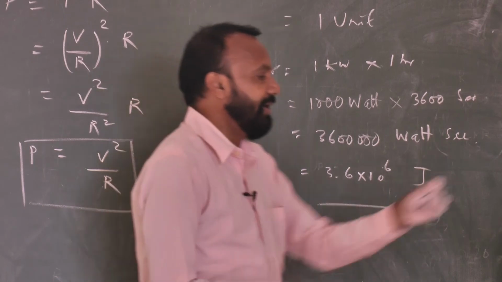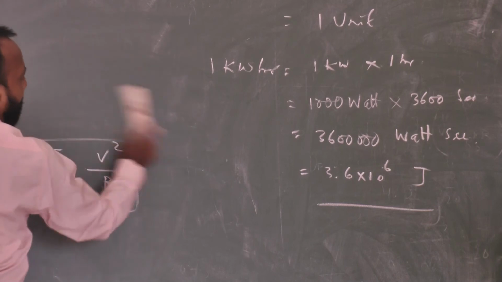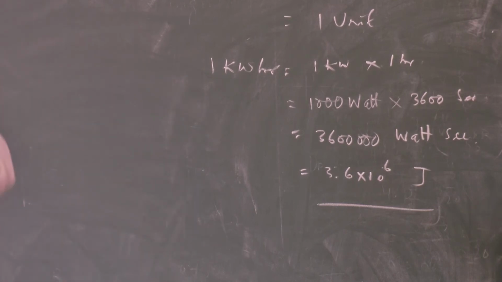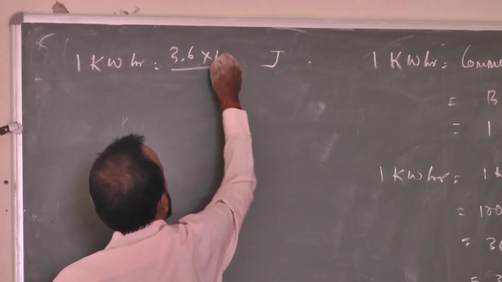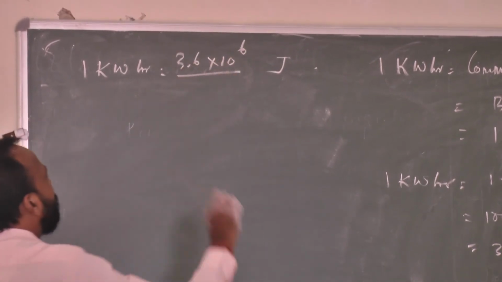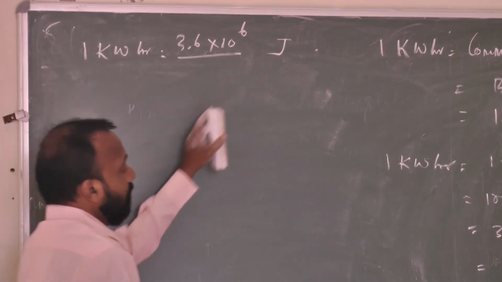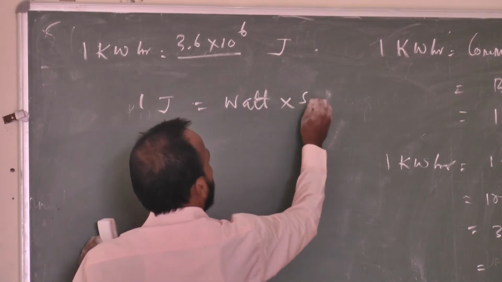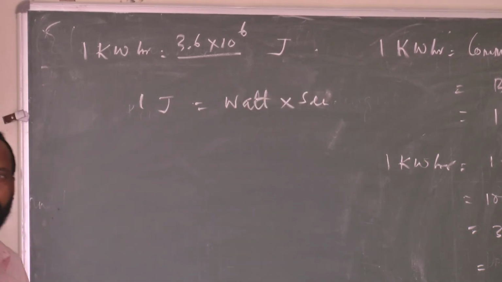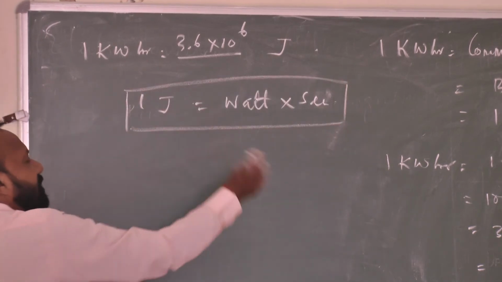So I can write here: 1 kilowatt hour equals 3.6 into 10 to the power 6 joule. So what is joule? 1 joule is equal to watt second in power unit, watt into second. Watt is equal to joule per second, so 1 joule is equal to watt second. In this way you can write.